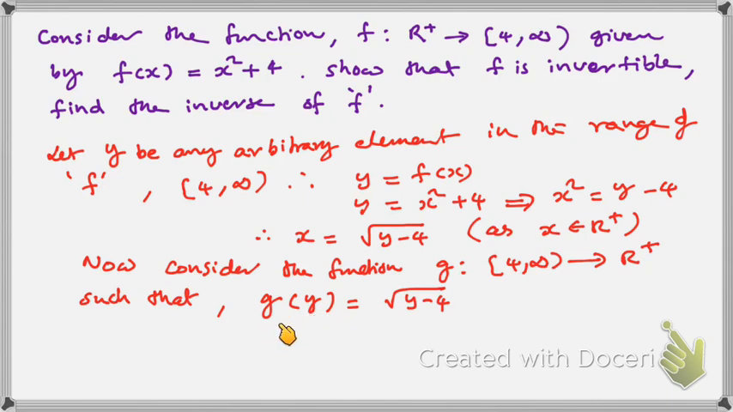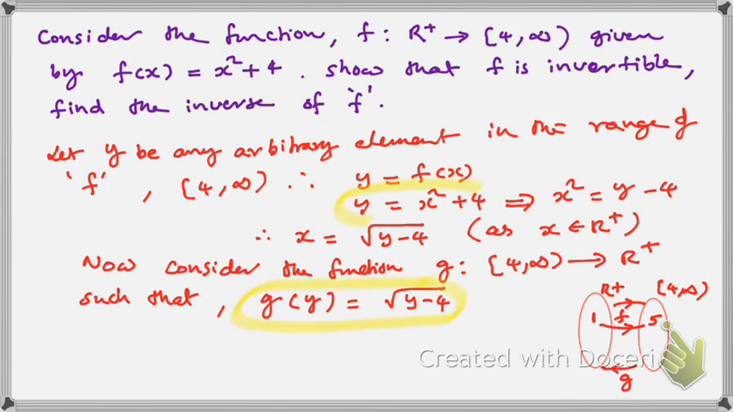But if I want to prove that this is an inverse function, then I need to show that I can just quickly verify it this way. Look at this. This is my first set R plus, and this is my second set 4 to infinity. I just take a random element from R plus, let's say 1. What's the image of 1 under the function?